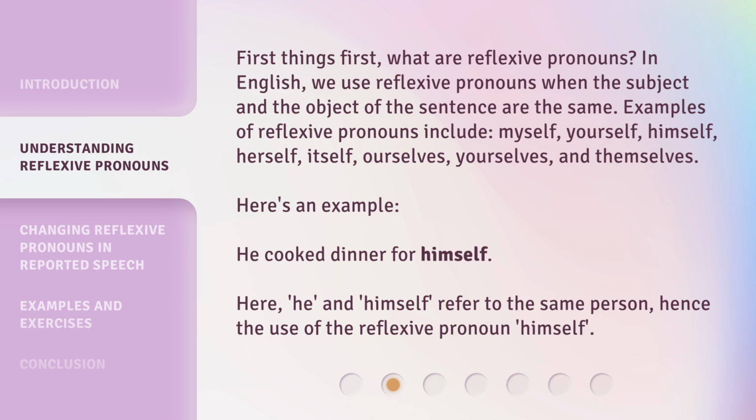Here's an example. He cooked dinner for himself. Here, he and himself refer to the same person, hence the use of the reflexive pronoun himself.